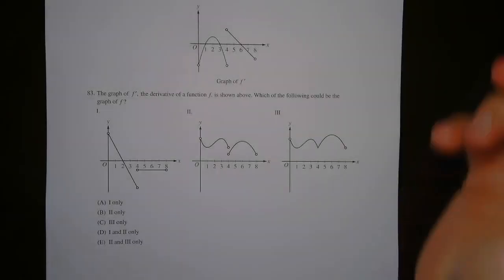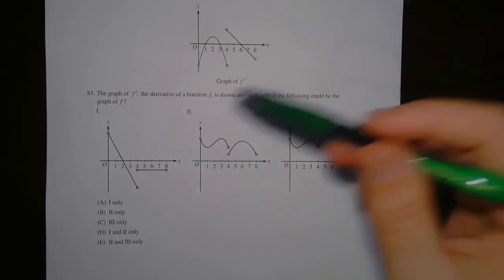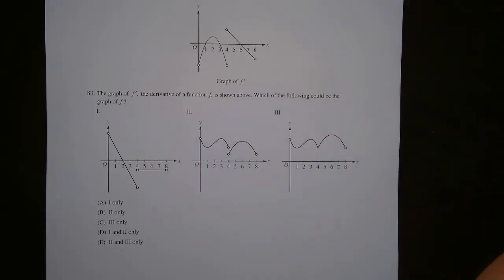All right, let's go to 83. Okay, so for 83, they're giving you the graph of f prime, and they're asking which of the following could be the graph of f. So there could be more than one answer.